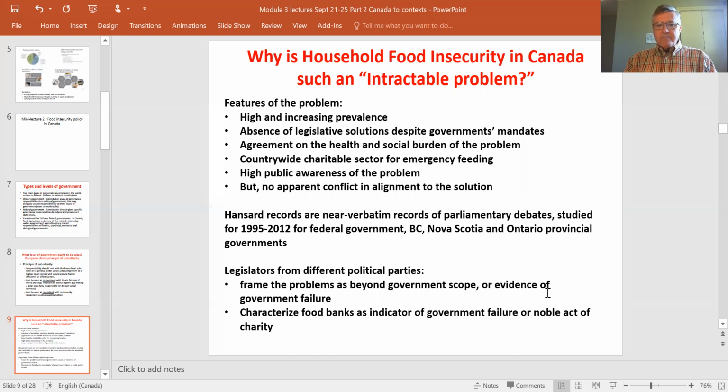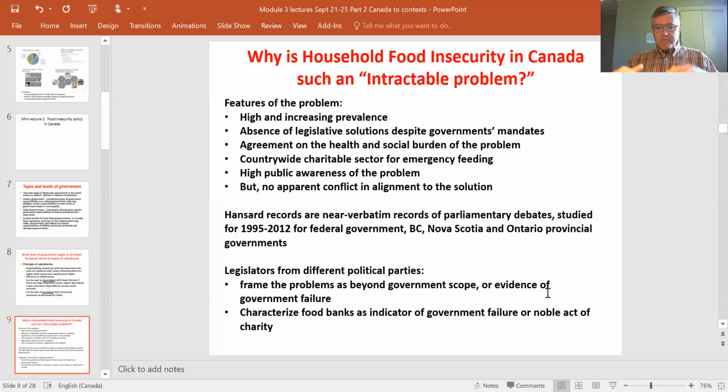Recognizing that there's general agreement that food insecurity is both a health problem and a social problem in our country, despite the fact that we have a charitable sector supporting things like food banks, and it's quite robust. We saw the numbers, about 4,000 food banks across Canada. There's a general awareness of the problem.